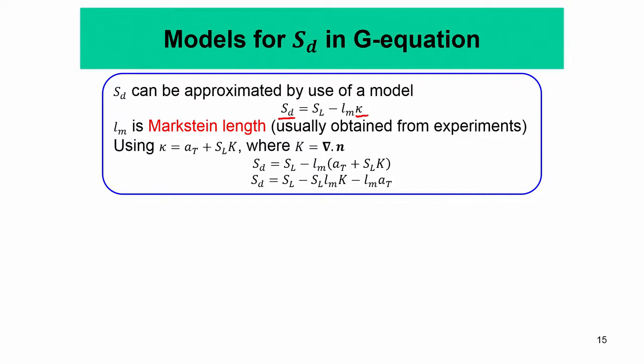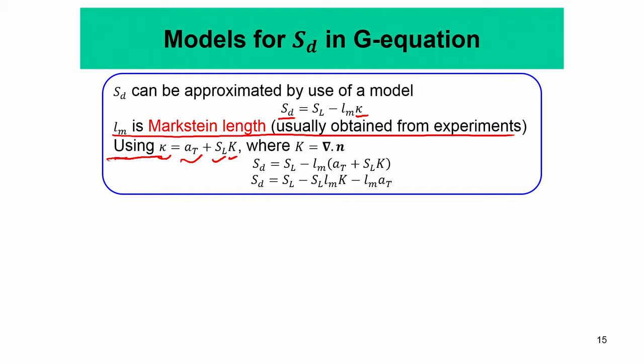So, this is the stretch rate, and this is the Markstein length, which is usually obtained from experiments or simulations. This stretch rate kappa contains the tangential strain rate, which arises from the non-uniformity of the flow velocities along the tangential plane of the flame surface, and times the planar laminar flame speed SL, times the curvature. K is essentially the curvature. Okay. So, this is one model that you can use.